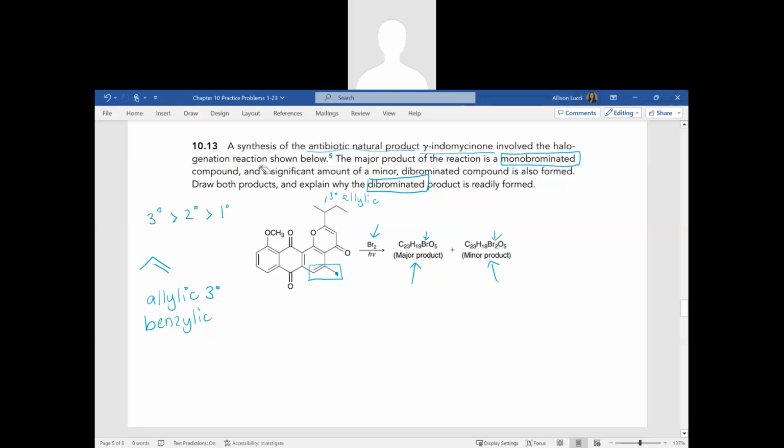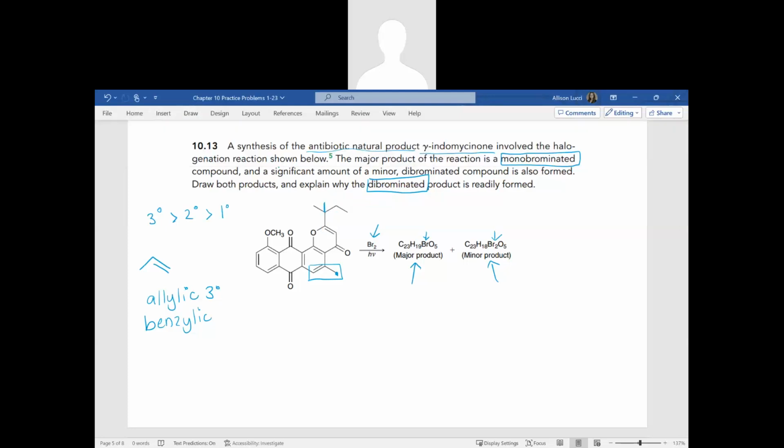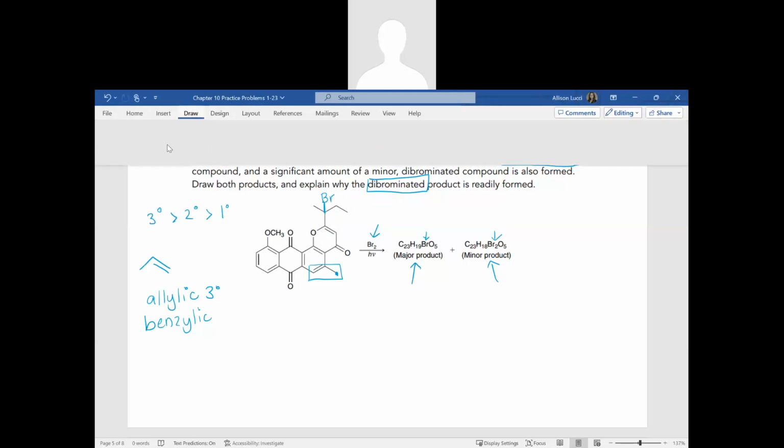Let me erase my allylic designation here. And you can see that since, again, this would be the weakest CH bond, this would be where the radical site is created, and we would have our monobrominated product.